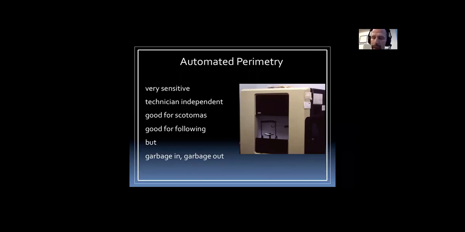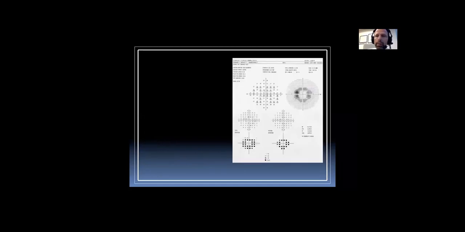And it may just be because the patient cannot do the test. And that's part of the, I think, art of interpreting these automated visual fields. And so here is a printout of a visual field, and I can see my video here myself.